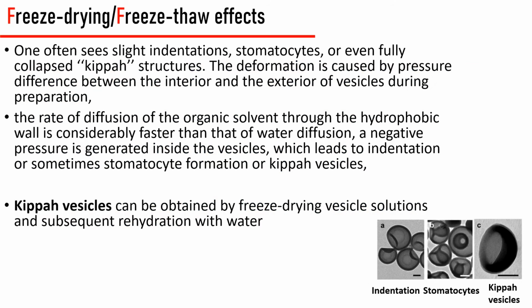For vesicles, freeze-thaw effects lead to indentation, stomatocyte, and fully kippah structures. The deformation is caused by the pressure difference between the interior and the exterior of the vesicle during preparation. Kippah vesicles can be obtained by freeze-drying the vesicle solution, then adding water. You have the picture of the indentation, stomatocytes, and kippah vesicles.